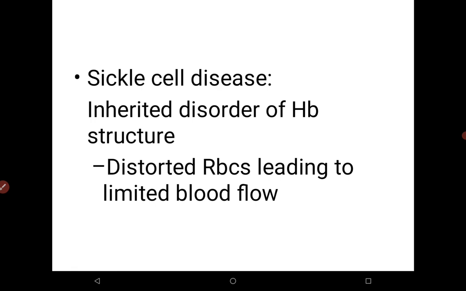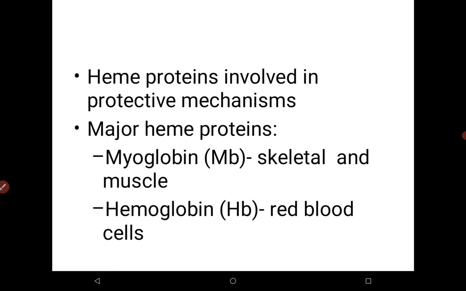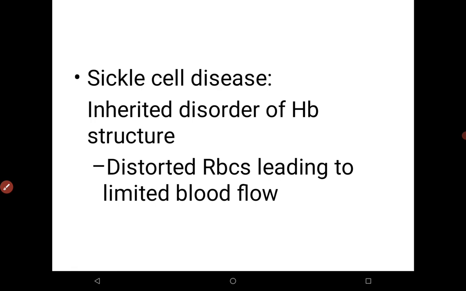Let's look at what happens in sickle cell disease. This is an inherited disorder where a person inherits distorted red blood cells, and these will mean that there will be limited blood flow, because these distorted red blood cells will occlude certain blood vessels. The blood won't be able to flow.